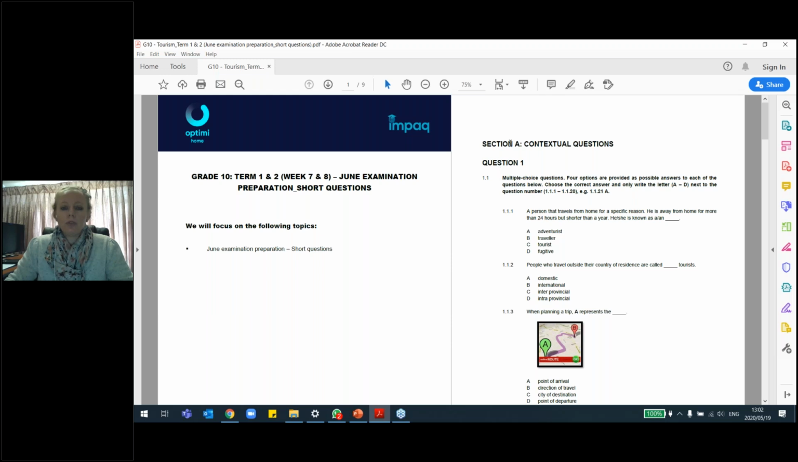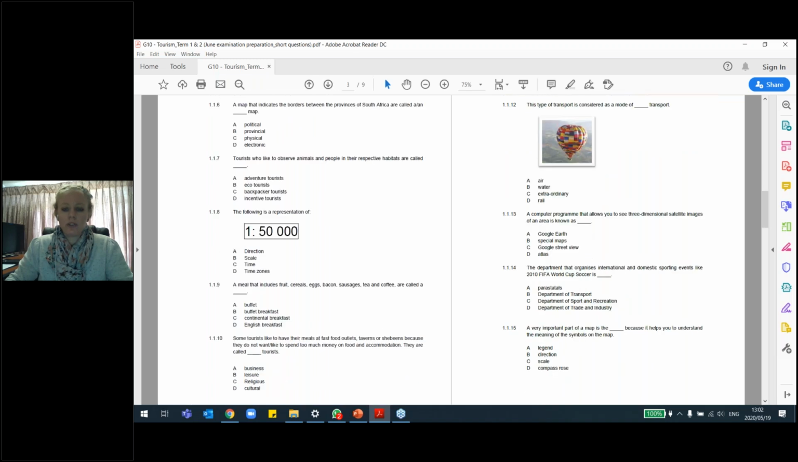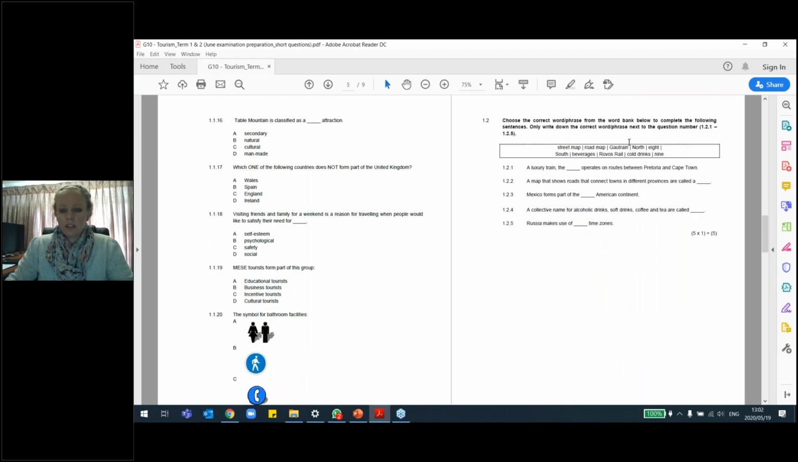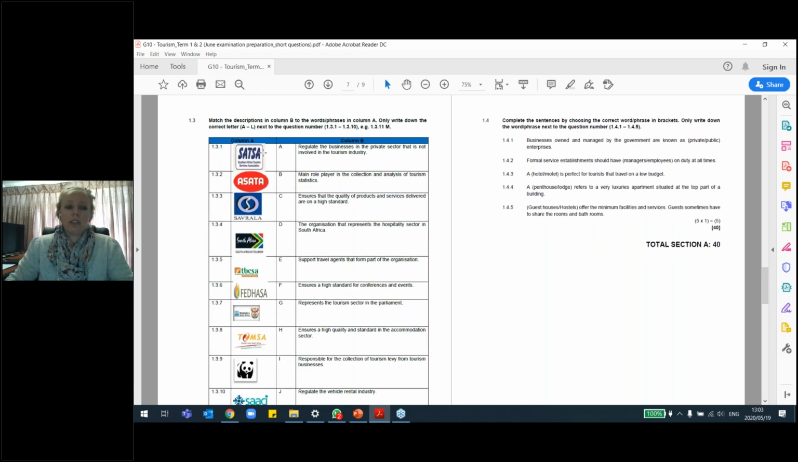So typically they will start with the multiple choice questions. So there's multiple choice questions that you can go through. Another type of short question can be to complete the phrase. You will get a word box where you can choose the answers to complete the sentences. Another good example is to fit column A to column B. For this question specifically, they've given you the logos of certain companies in the tourism industry, and you must match it to their specific role.